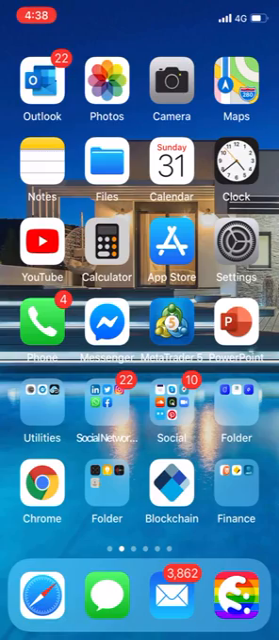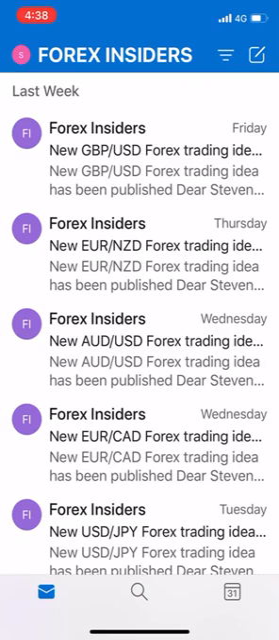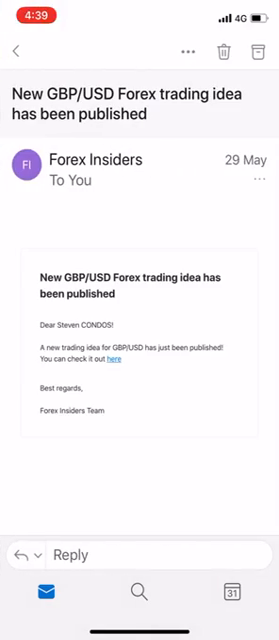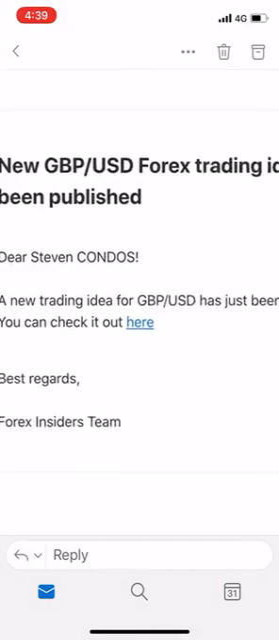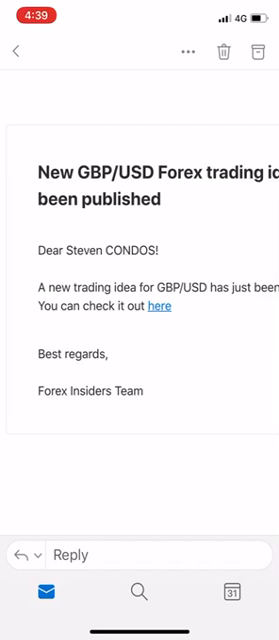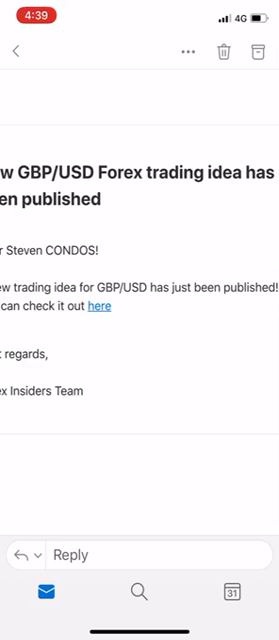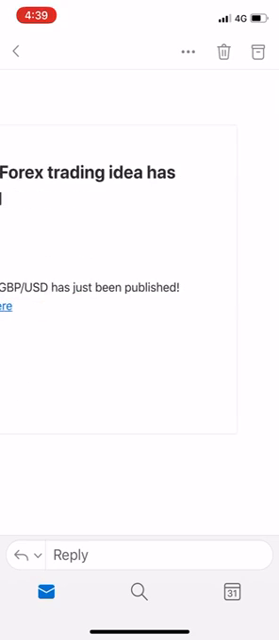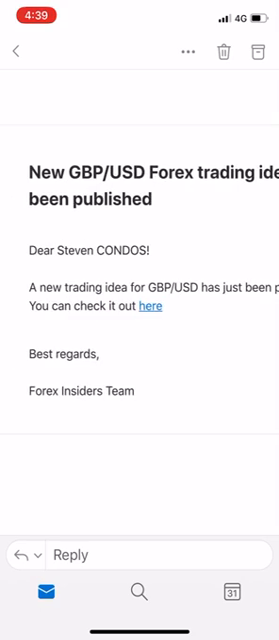So here we go. First, we go into our emails, and as you can see right on top, there's a Forex Insiders idea. I'm going to click on this idea and expand it for you. Dear Stephen Condos, a new trading idea between the British pound and the US dollar has just been published. You can check it out here. Now, this is an old idea.